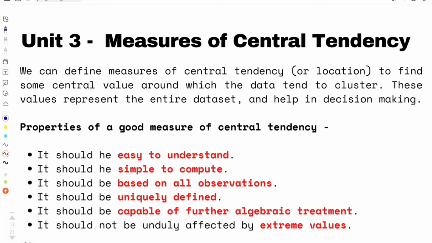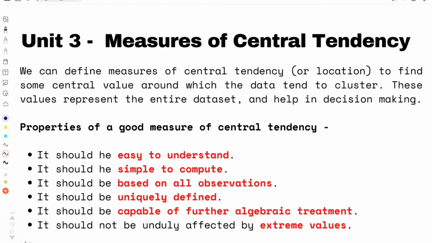So what they are saying is that we can define measures of central tendency, or in other words we call it location. What we do is we find a central value around which the data tend to cluster. So it is like we find one representative value which can speak about the entire data set. Like for example, the average income or the per capita income. That value is a single value, but it represents the entire population.